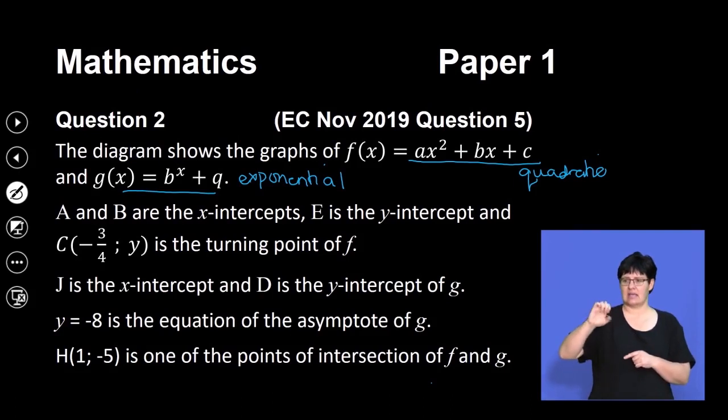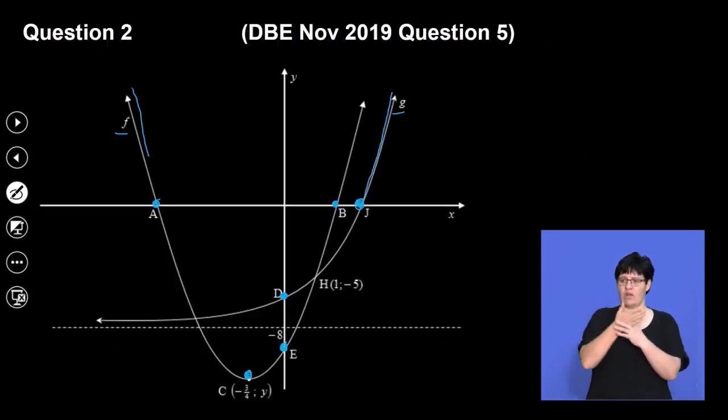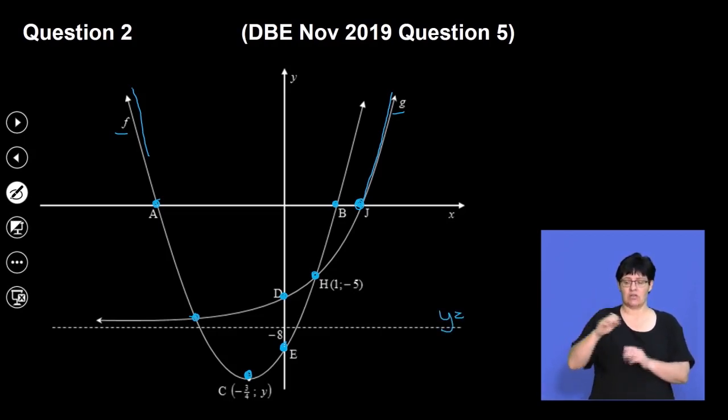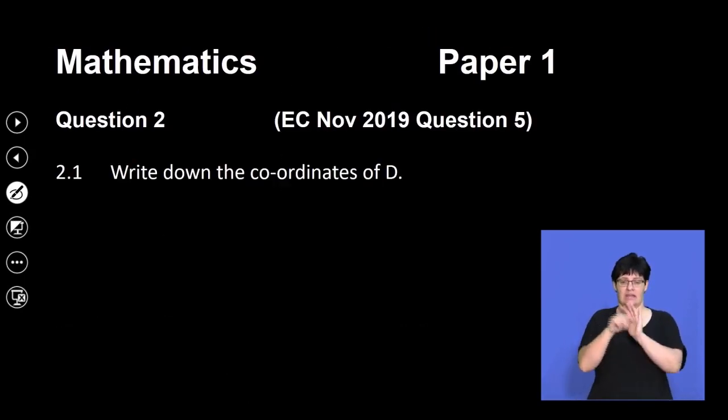And finally, we're told that H, which has the coordinates (1, -5), is one of the points of intersection of f and g. So there's H over there, which we can see is one point of intersection. There's another point of intersection over there. And here is the asymptote. This is the horizontal asymptote of that exponential function, and it has the equation y equals -8.